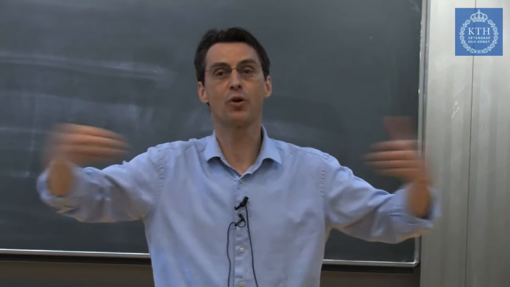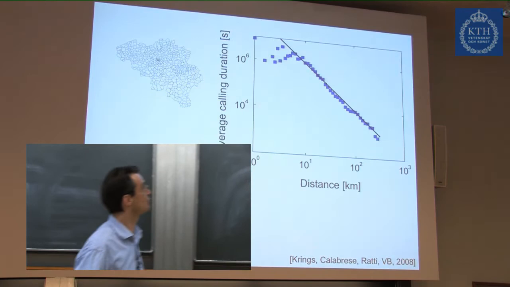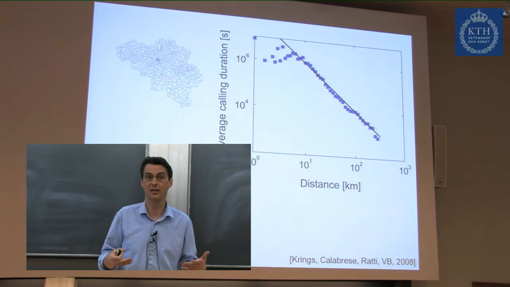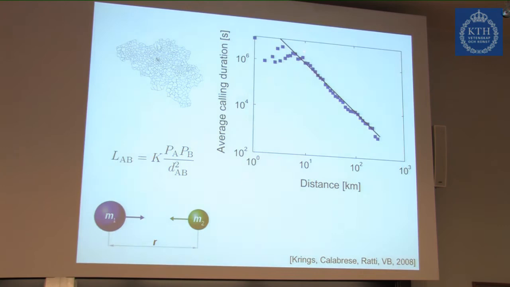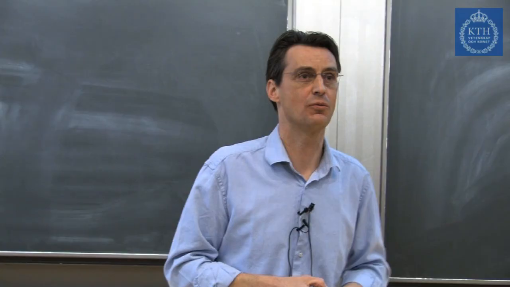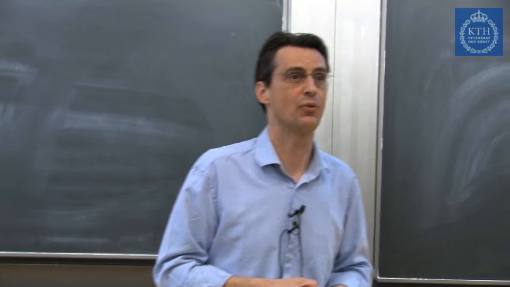Okay, so this is the gravitational law for communication between cities, and it has been observed in a number of different contexts, not only for communication, but also for trade exchanges and in a number of different situations. And as I said before, this is an empirical observation, but I have no satisfactory theoretical explanation for that decrease with d squared.